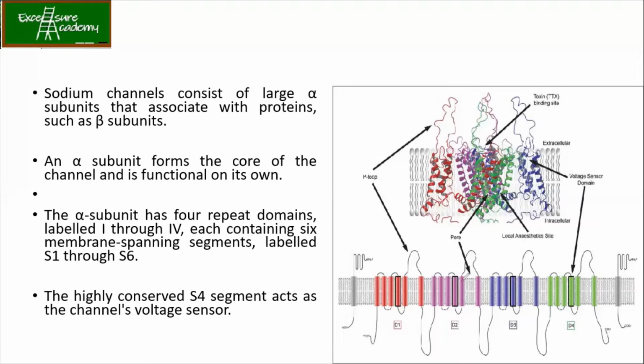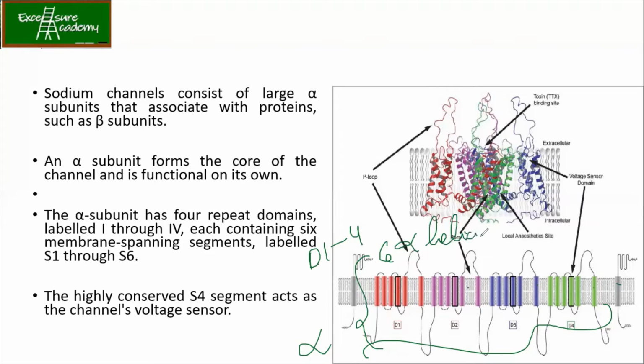These are your alpha subunits, and this entire thing is your alpha subunit. It has 4 domains, 1 to 4. Each domain has 6 alpha helices. This alpha and that alpha are different, there should be no confusion. So your sodium channel is made up of alpha subunit and beta subunit. This alpha subunit is made up of domains 1 to 4. Each domain is made up of 6 alpha helices. Is this much clear?